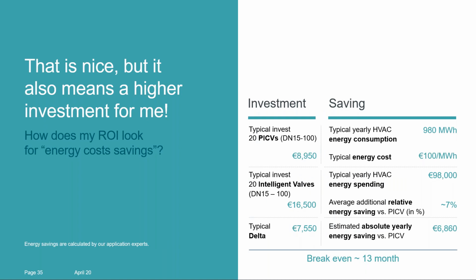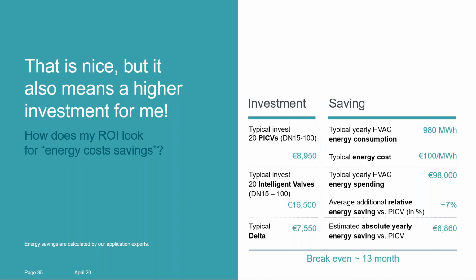To make it short, it's based clearly on the energy costs you have. Let's assume we have roughly 1,000 megawatt hours, or 980 megawatt hours, of yearly energy consumption. Energy costs in this example are assumed to be 100 euro per megawatt hour. So typically we are spending 100,000, or 98,000 euros, on thermal energy for this building. If we save 7%, this ends up in some 6,860 euros savings year by year.